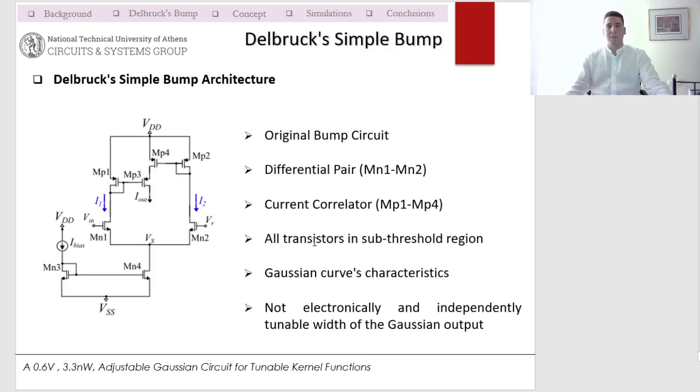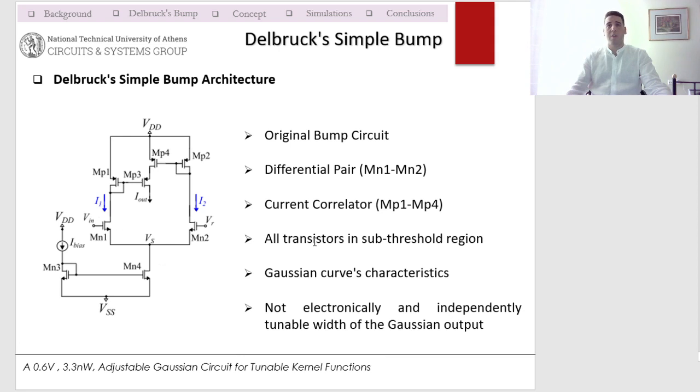Delbruck's simple bump circuit is presented in this slide. It is the first implementation. It consists of only 8 transistors, which form two basic building blocks: the current correlator, which are the PMOS, and the differential pair. The current correlator consists of 4 PMOS transistors. The Gaussian function is produced by the current correlator output current and shows the similarity between the differential pair currents I1 and I2. The NMOS transistors are a typical differential pair. Delbruck's simple bump achieves tunability in height and center, while width is determined by the effective W over L ratio of the transistors, which also affects the height.